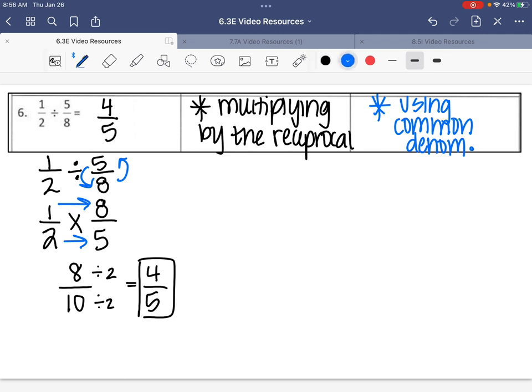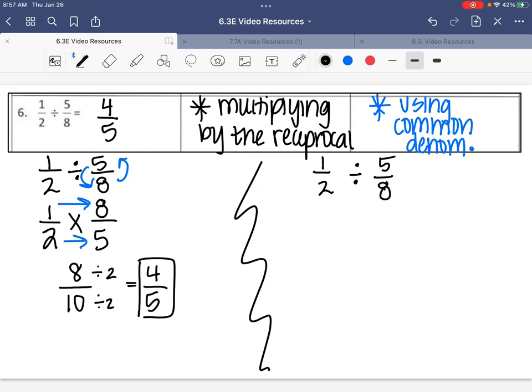Now we can do the same thing when we divide using common denominators. So if I'm looking at my second strategy now, I still have 1/2 divided by 5/8. Right now I do not have a common denominator, but I see that 2 and 8 have a common factor, or at least common multiple of 8. So I can rewrite 1/2 as 4/8 and divide that by 5/8. So I've changed the way the number looks, but I did not change the value. And notice now our denominators are the same.